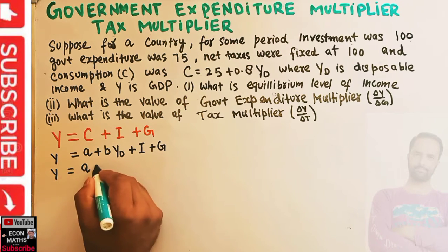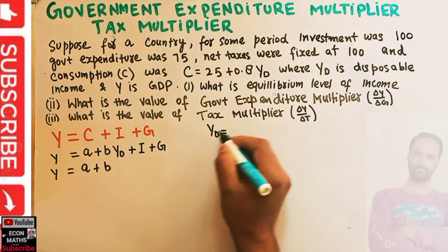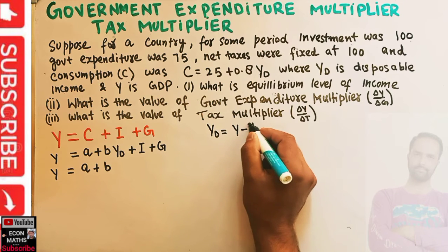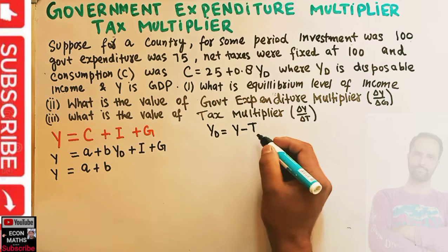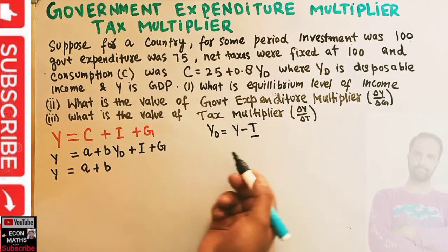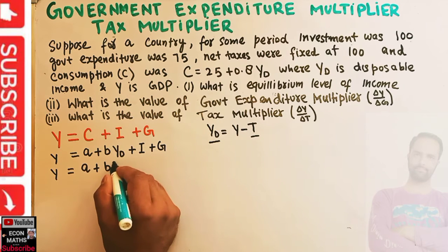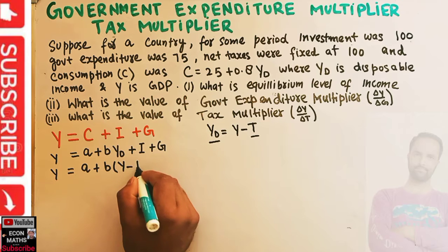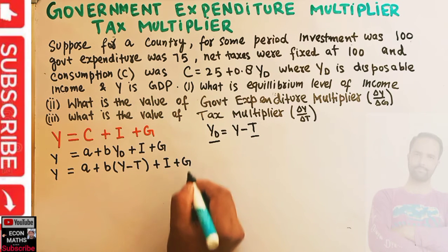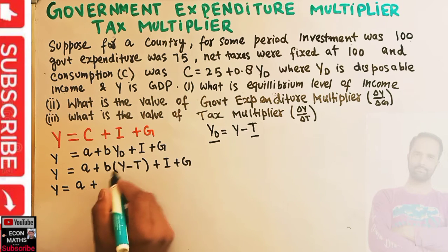So we have A plus B. Now disposable income is the income which is left when we pay the tax. In this case our tax is fixed, so this is a lump sum tax. This does not depend upon the level of income, so this is being taken away as lump sum. So in place of disposable Y subscript d, I will write Y minus T, plus I plus G.